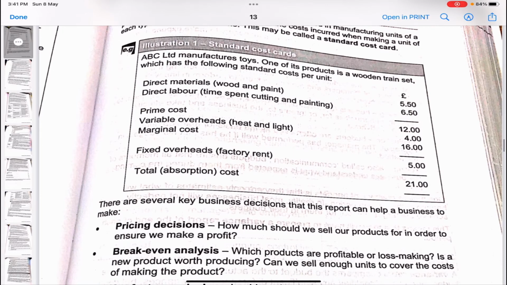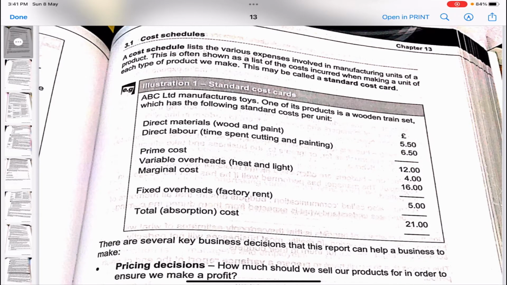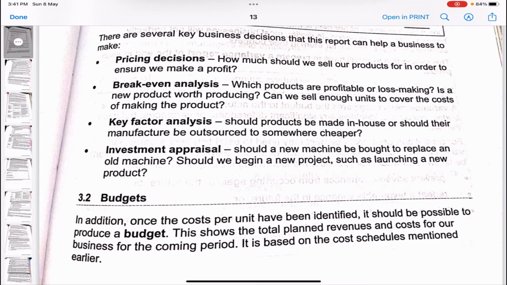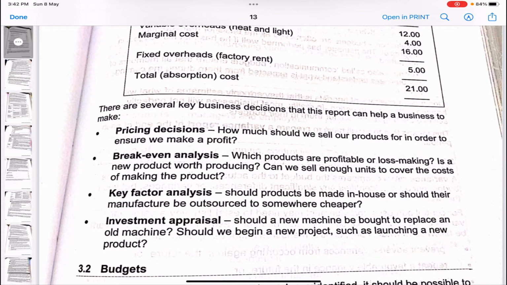Let us see the illustration. ABC Limited manufactures toys. One of the products is a wooden train set, which has the following standard costs per unit. So this is a cost card, standard cost card, or this is a cost schedule, seeing what all we really need. There are several key business decisions that this cost schedule can help a business to make. So how can the cost schedule help? So it can help in knowing what the pricing decisions are. How much should we sell our products for in order to ensure we make a profit?